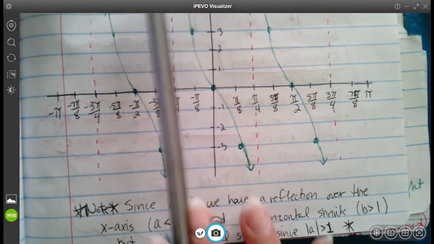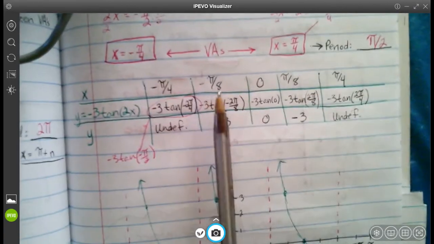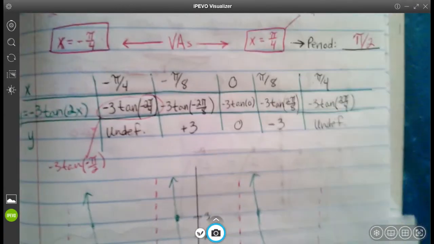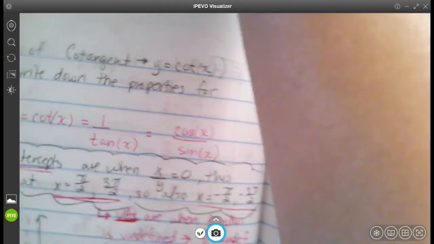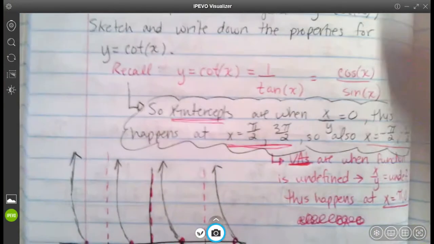For these, I would like you to please at least show me this part right here. Show me your table. Show me how you found the asymptotes, and then show me your graph. Okay, let's go ahead and move on to the next example. We have covered tangent, and now we're going to cover some of the other ones that you've seen. Cotangent is the first one.